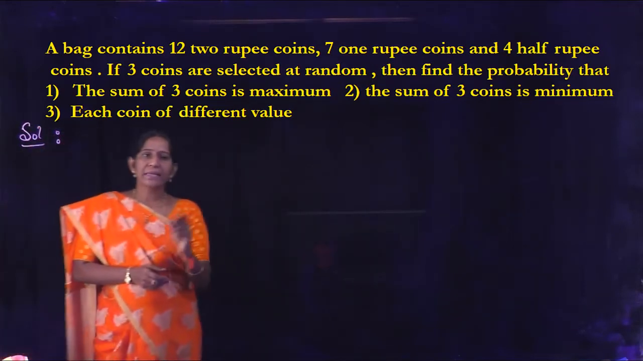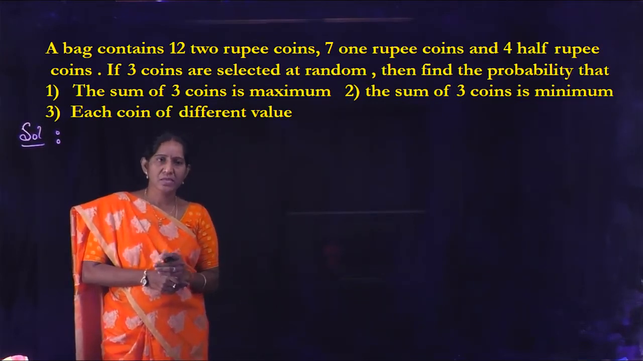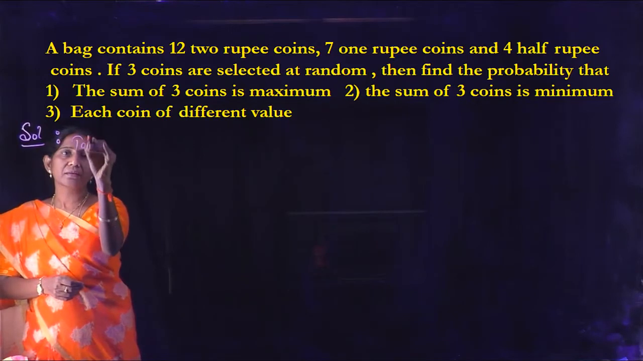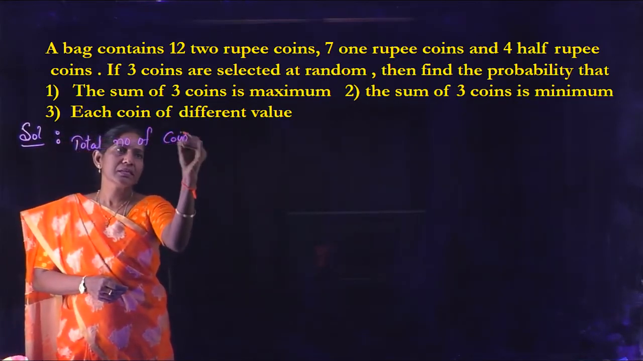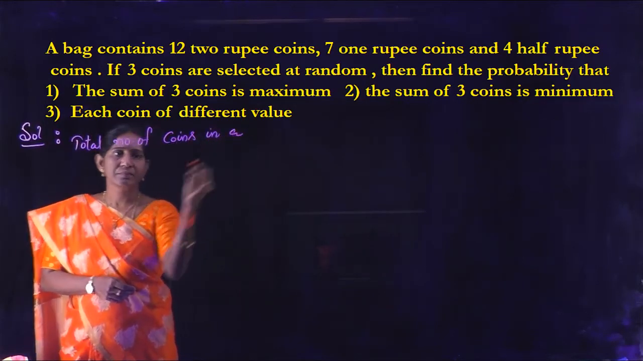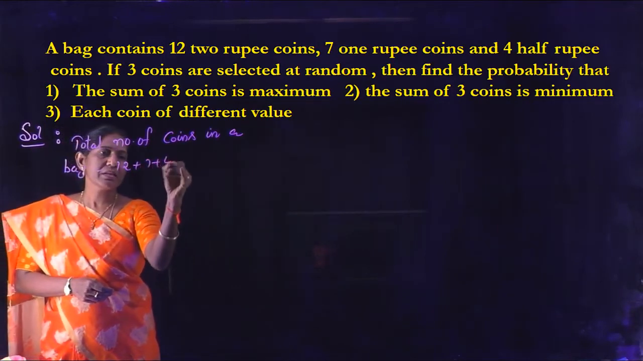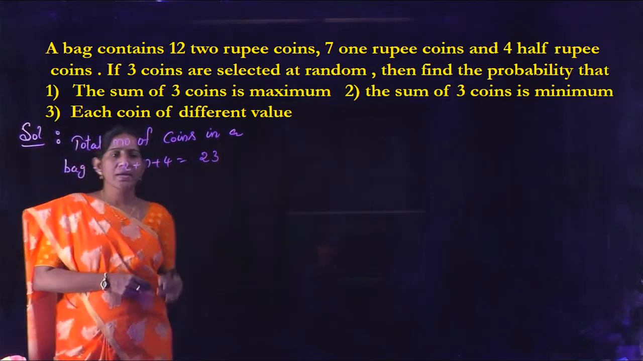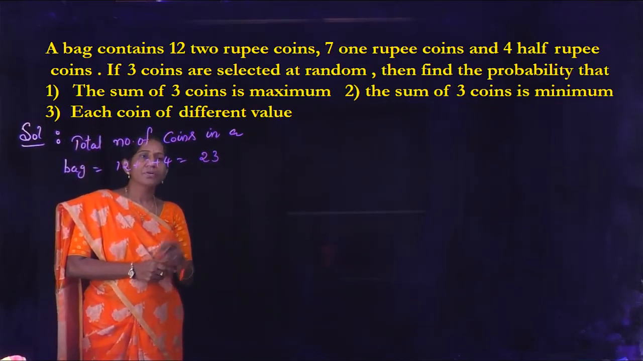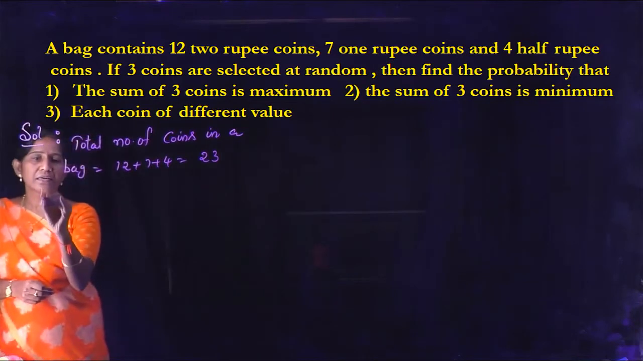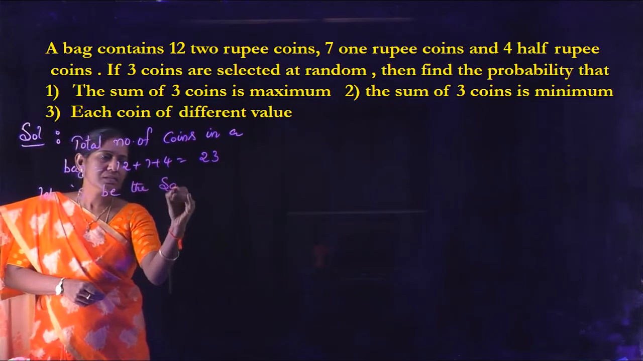A bag contains 12 2 rupee coins, 7 1 rupee coins and 4 half rupee coins. So the total number of coins in the bag is 12 plus 7 plus 4, that is 23 coins. We have to select 3 coins out of 23 coins. Let S be the sample space.